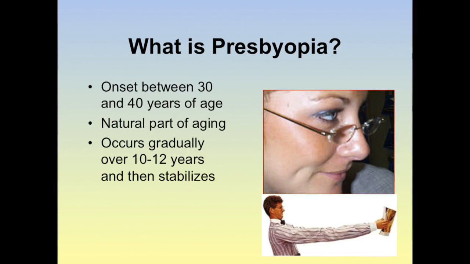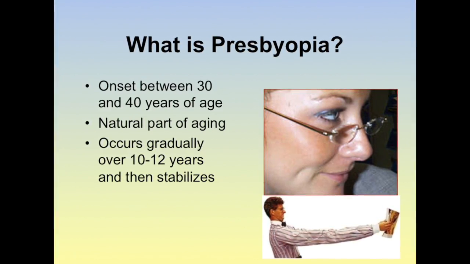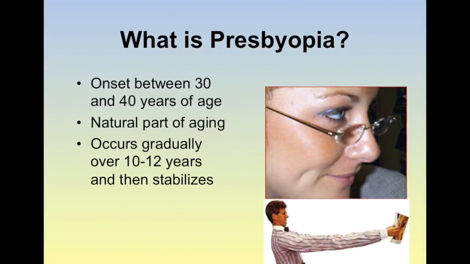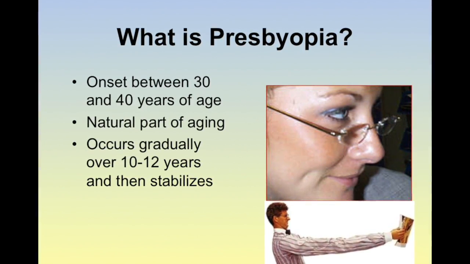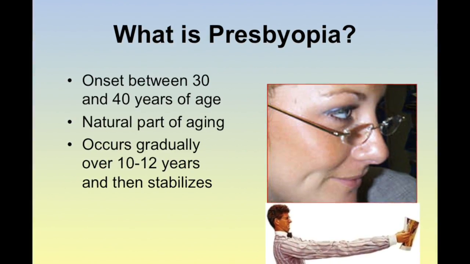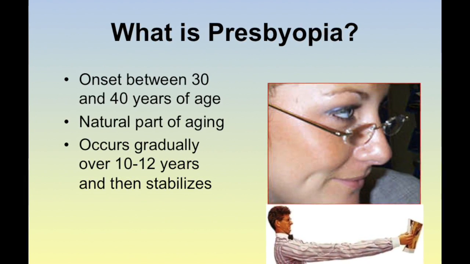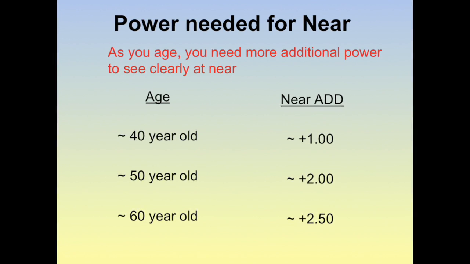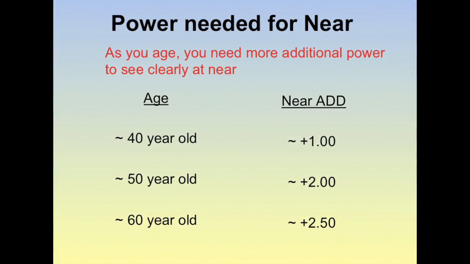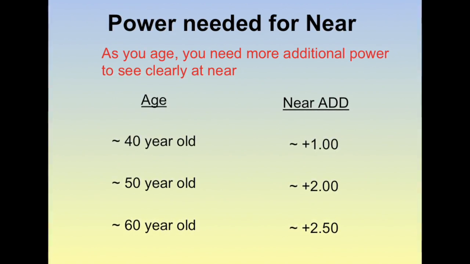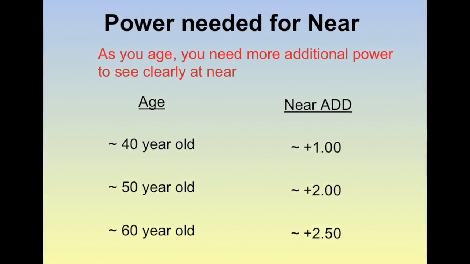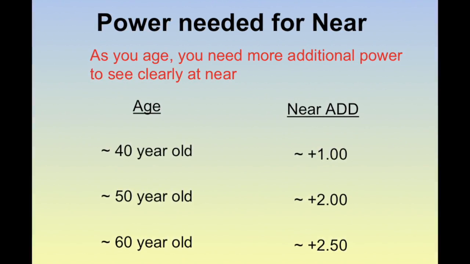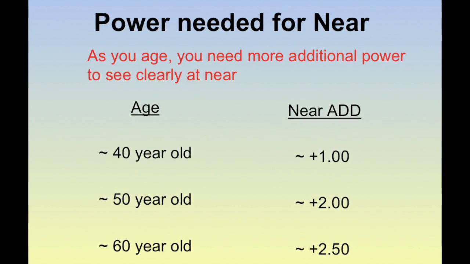So what is presbyopia? It generally starts around age 30 to 40, but patients don't really get the problems associated with presbyopia until they're probably around age 40 or so. It's a natural part of aging. So as you age, as shown in this chart, essentially a 40-year-old would need around +1 diopter of more power to see close. When you get around age 50, it's +2. When it's around age 60, it's +2.50.